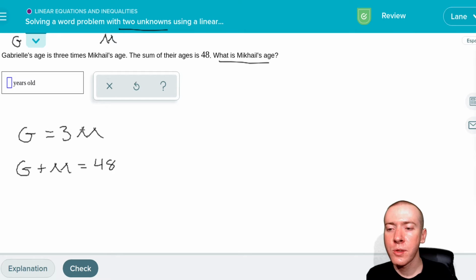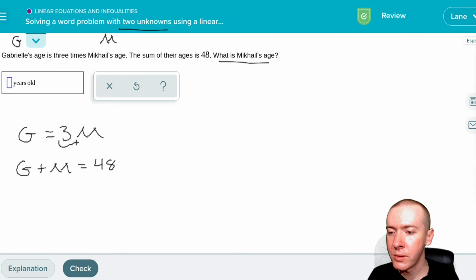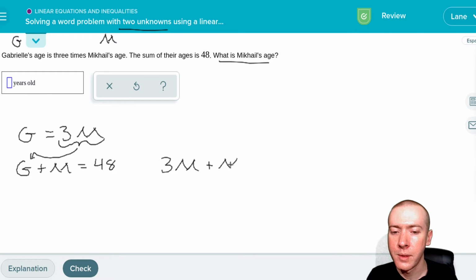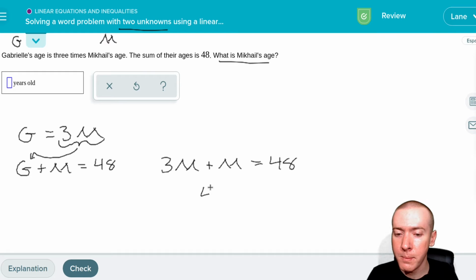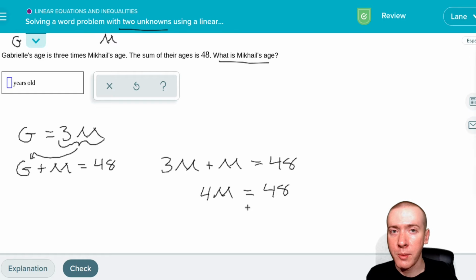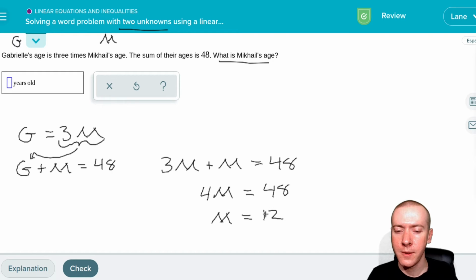Since G equals 3 times M, I could replace this G in the second equation with 3M. And that would make it 3M plus M equals 48, right? Now, 3M plus M is 4M. And we would divide both sides by 4 to solve for M here. M is going to be 12, right? It's 1/4 of 48. So Mikhail's age is 12.